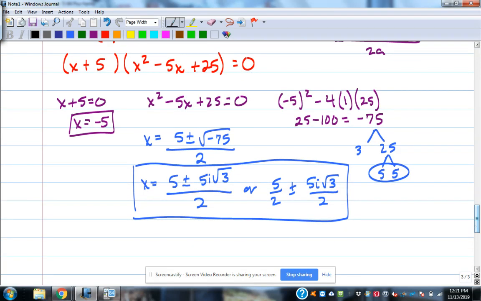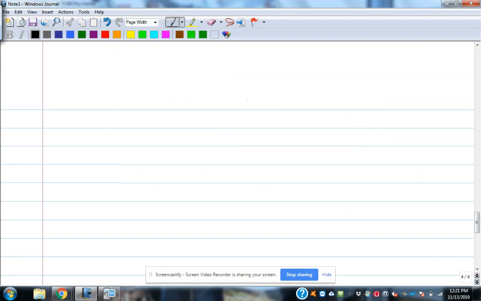So sum of cubes, it did not factor. The quadratic didn't. So we had to use quadratic formula to solve. That's definitely something we got to be able to do. Let's look at number 6.